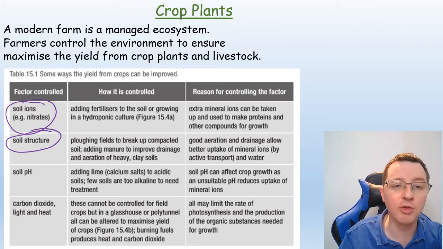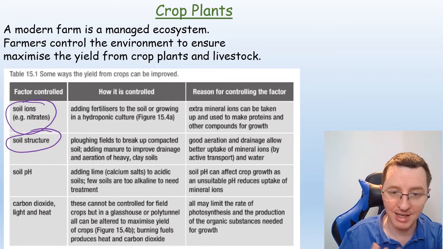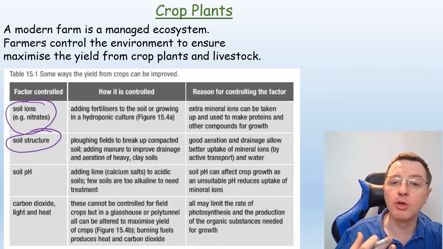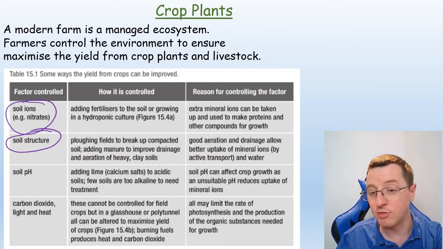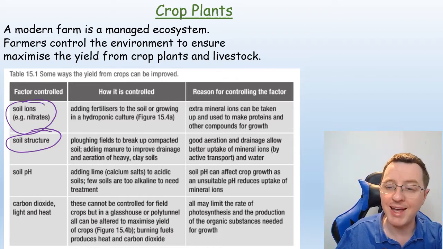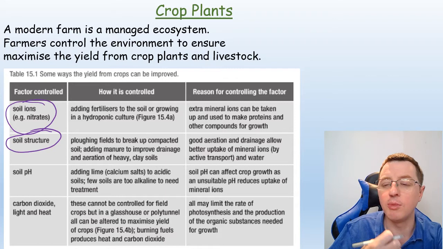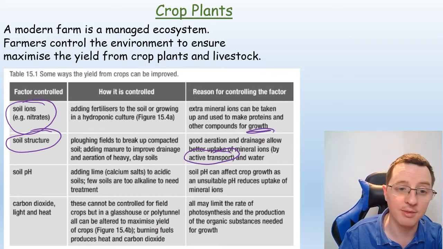Farmers will also consider the soil structure. They will plough fields to break up compacted soil. They'll add manure to improve drainage and aeration of heavy clay soils. Why? Because good aeration and good drainage allow for a better uptake of mineral ions by active transport. There'll be more oxygen within that soil, which means that the root hair cells will be able to absorb more oxygen. There'll be more respiration in the mitochondria. They'll be producing more ATP, which allows them to have a faster rate of active transport, taking up more of these mineral ions, which will increase the growth of the plant.